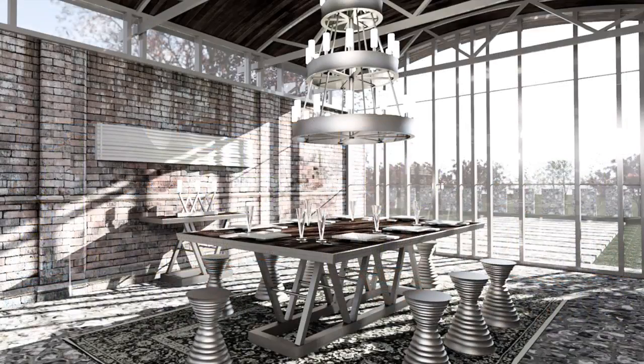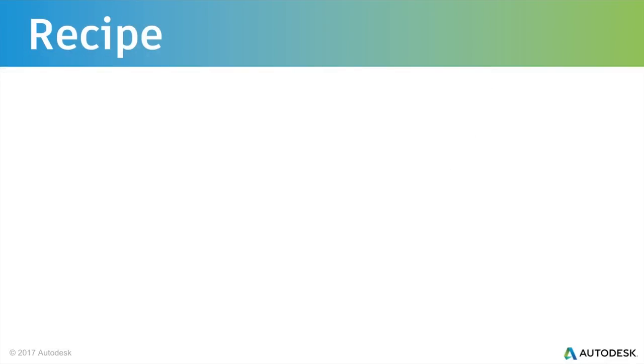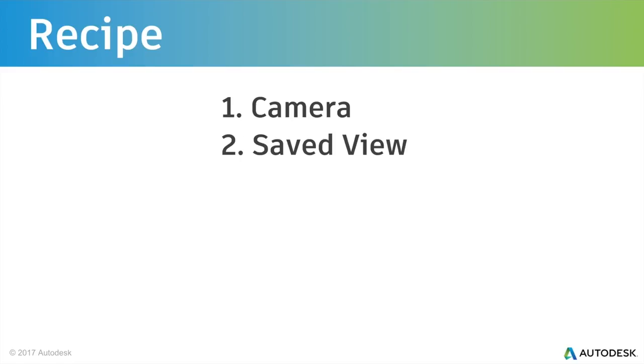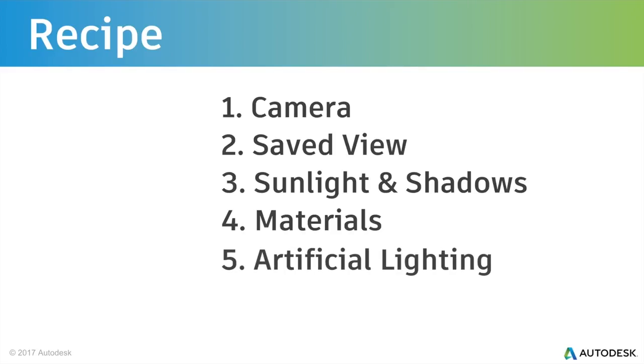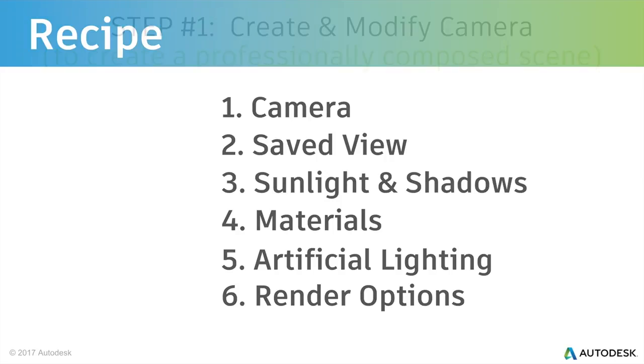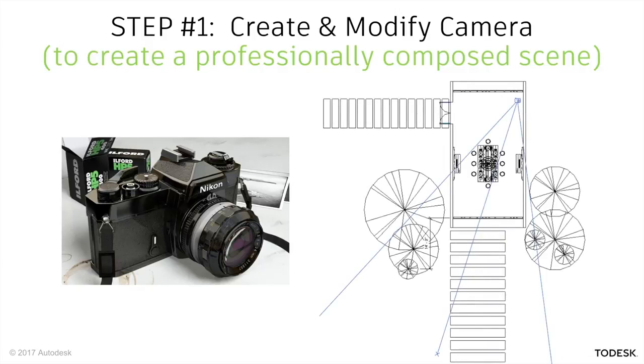On the other hand, great designers and rendering pros use an organized process to achieve a quality final rendering. We can think of this process as a recipe that starts with creating a well-composed camera view, saving that view, fine-tuning sunlight and shadows, adding realistic materials, applying artificial lighting, and by economically using the render options. Just like a professional photographer, we start by composing our view.